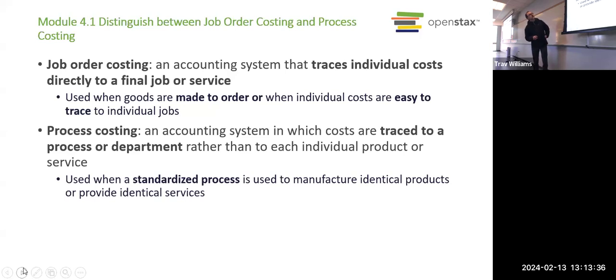Okay, so job order costing versus process costing. If you are doing work for an individual client, then you would likely use job order costing. Let's say you make custom-made automobiles, where every car you make is going to be different. Now, that's an interesting example I chose, actually. There is kind of a gray area.